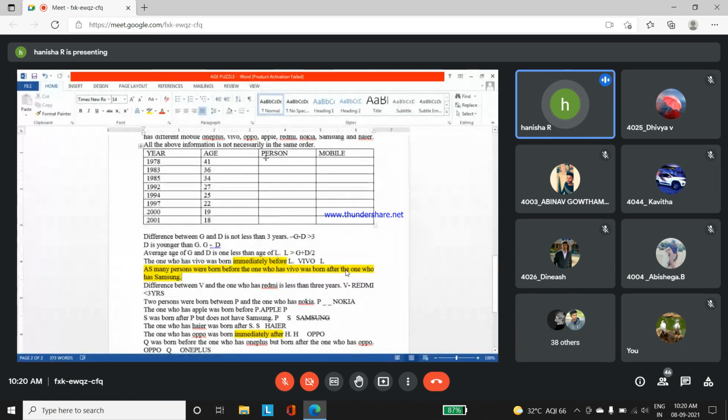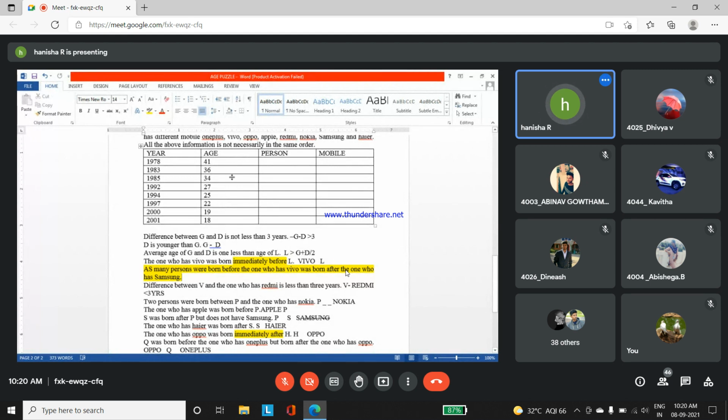So first I'm going to calculate. I should look after the ages so that the difference should not be less than 3. 41 and 36 is not having the difference less than 3, but 36, 34 has it. 34 to 27 is exactly 3. 27, 25 is 2. 25, 22 is exactly 3. 22, 19 you have exactly 3, and 19, 18 is 2.